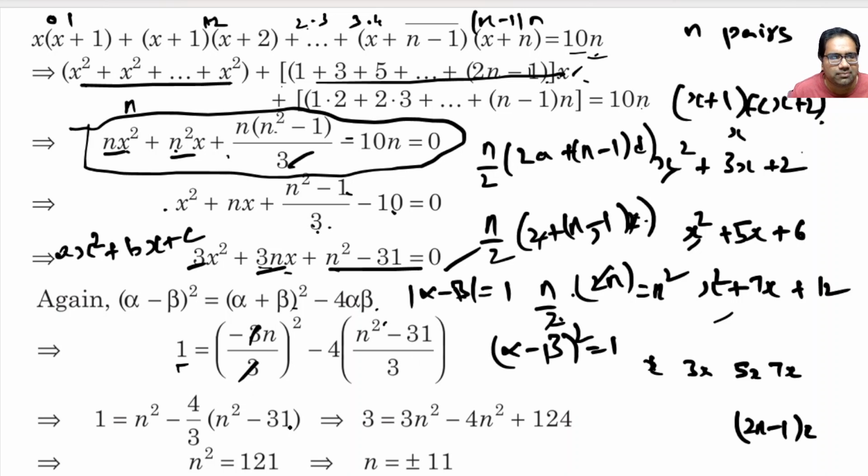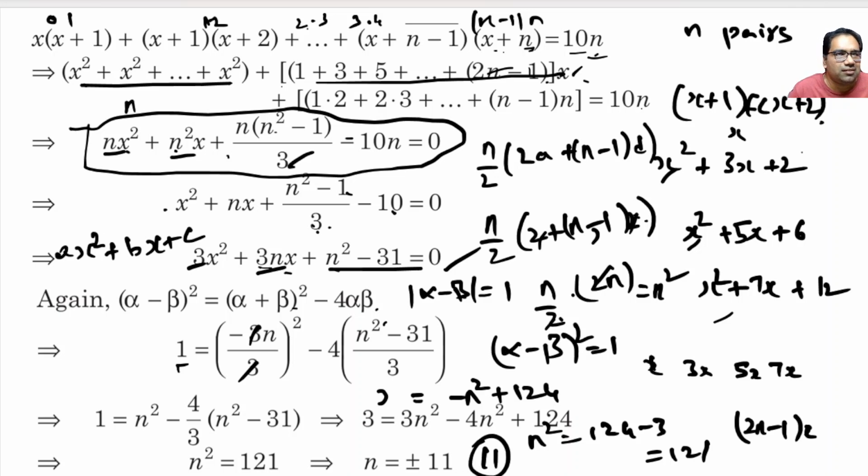If we simplify this, this becomes 3 equals 3n square minus 4 (n square minus 31). Right, what does that mean? Minus n square plus 124 is equal to 3. That means n square equals 124 minus 3, which is equal to 121. What does that mean? n equals plus or minus 11. But can we take minus 11? We cannot take minus 11, right? Because n is the number of terms. 2 terms, 3 terms, 4 terms, 5 terms, whatever. n is the number of terms, so we cannot take any negative value. We can take only the positive value, which is 11. So 11 is the correct answer.